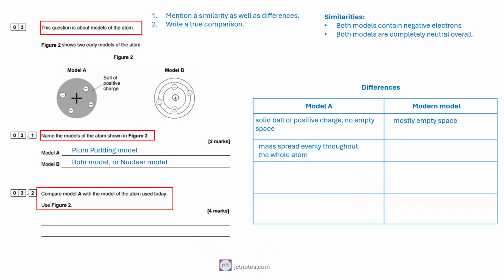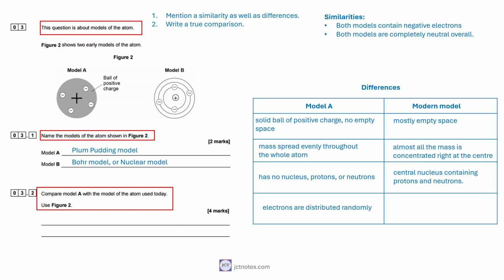Second, Model A has its mass spread evenly throughout the whole atom. In the modern model, almost all the mass is concentrated right at the center. Third, Model A has no nucleus, protons, or neutrons. The modern model has a distinct central nucleus containing protons and neutrons.